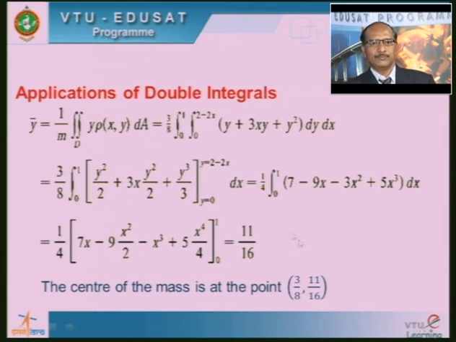Substituting 2 minus 2x in place of y. Then integrating that, the remaining is with respect to x. So, 7 integration is 7x, then 9 into x integration is x square by 2, minus 3x square is 3x cube upon 3 cancels, x cube, it is 5 into x cube integration x raised to 4 by 4, then put 0 to 1, when x equal to 1, then add them, simplify, it becomes 11 by 16.